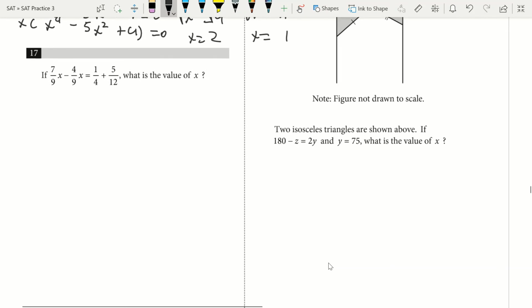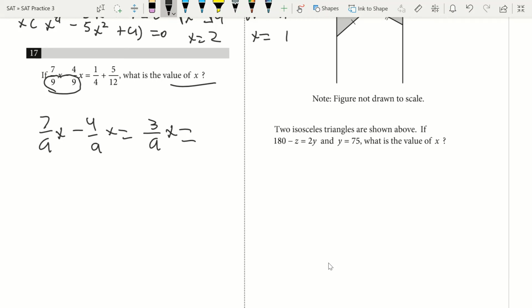Question 17. If 7 over 9 x minus 4 over 9 times x equals 1/4 plus 5 over 12, what is the value of x? Okay, so we need our common denominator, which we have here in our 9. Now we can subtract, right? So 7/9 x minus 4/9 x. 7 minus 4 gives me 3/9 x. We can simplify that down. 3/9 is equal to 1/3. So we have x over 3.